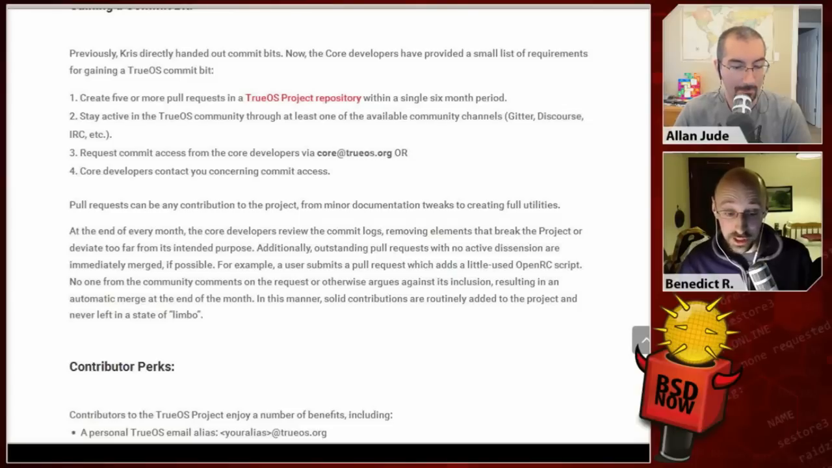Oh, yeah. So if you're interested in that, try it out. Send a pull request or a couple of pull requests and request access. Yep.